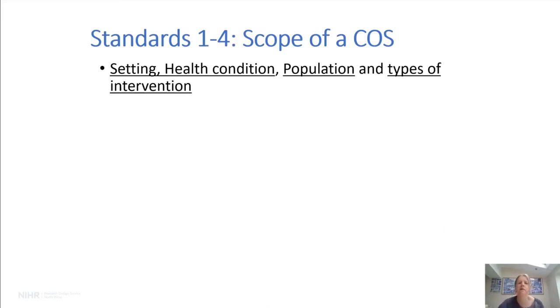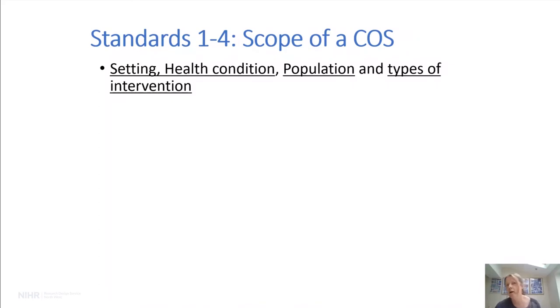I mentioned the scope of a core outcome set. This is one of the hardest parts, I think. It's a bit like writing down the PIC bit of the PICO framework. I'll come back to the setting in a minute, but certainly you need to specify the health condition and the population. So is it asthma in adults? Is it asthma in children? Is it asthma in all patients? And you also need to specify the types of intervention. Is it any and all treatment of colorectal cancer, or is it just a core outcome set for surgical studies in colorectal cancer?